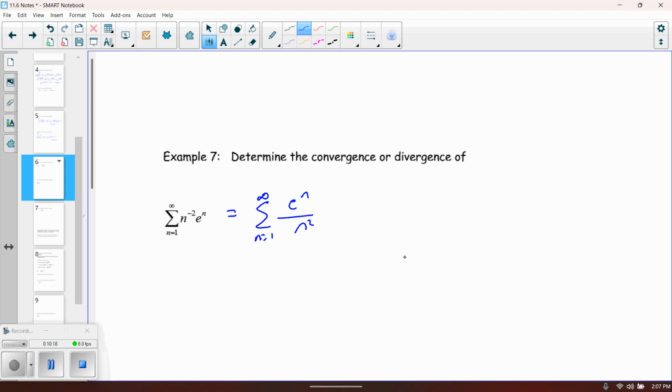Do you have to use this specific test? Probably other ways you could do it. There's no reason in this case not to use the ratio test. I think it's just as easy as anything else, so let's try it. Limit as n goes to infinity, absolute value, e to the n plus 1 over n plus 1 squared times the reciprocal, n squared over e to the n. Let's simplify.